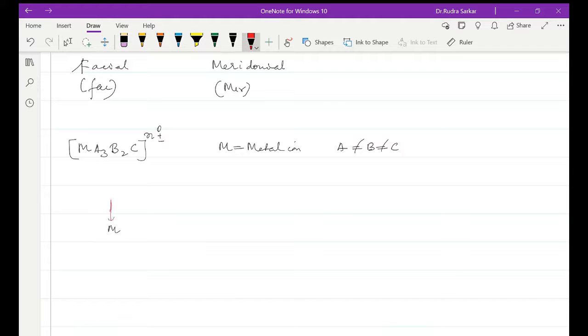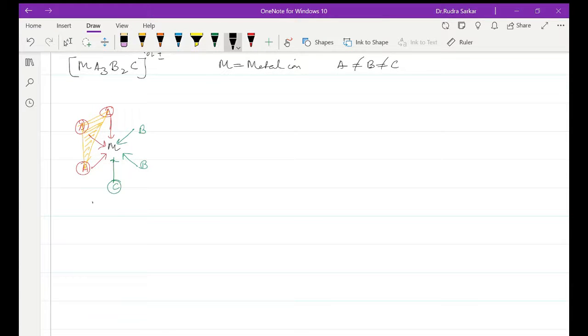So if we place the A atoms such that the angles between them are 90 degrees to each other, then for the other arrangement, B and C are lying like this. In this unit we can already see that if we join the A atoms, they are lying in one face. So this particular unit we will be calling the FAC or facial isomer.